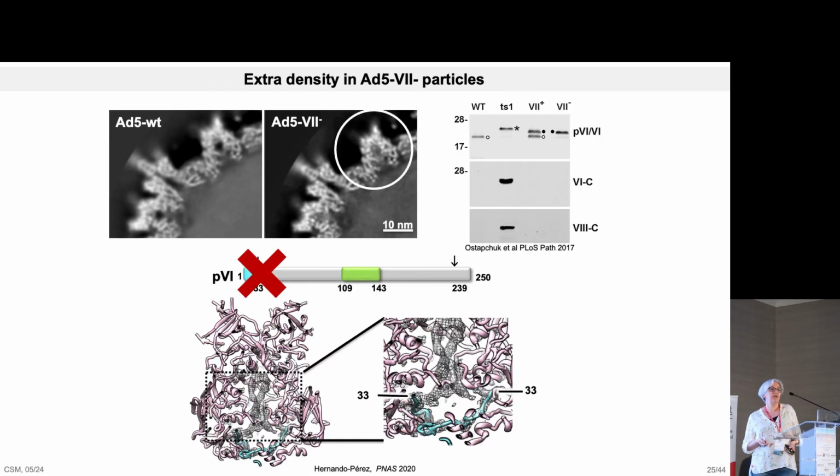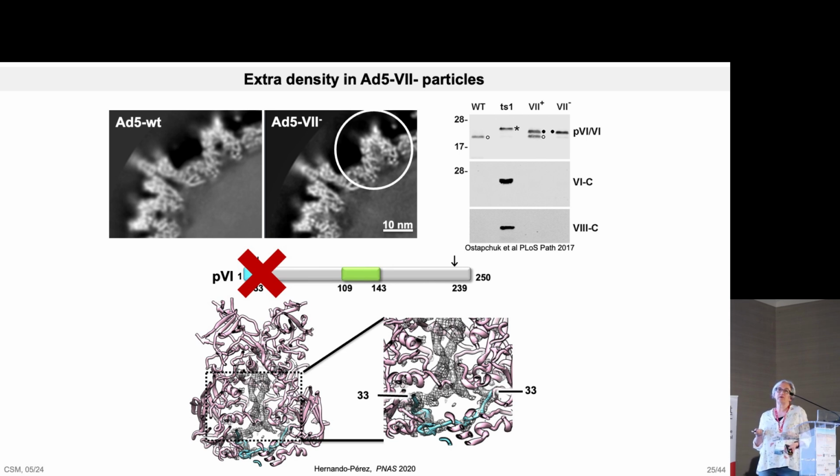Then we have another surprise when we looked at the maps, and it is that when 7 is not there, we do have some extra density inside the hexon cavity. So remember, these particles are lacking 7. So why do they have extra density if they are lacking something?